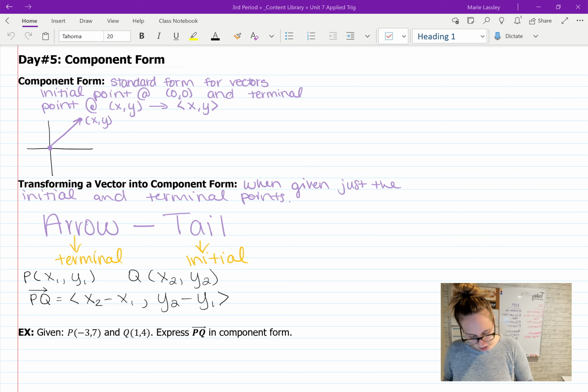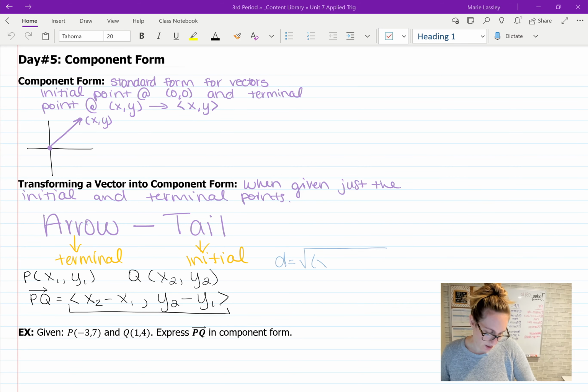And this should look familiar because we basically did this in our last video. This is a piece of your distance formula. So your distance formula, distance equals the square root of x2 minus x1 squared plus y2 minus y1 squared. So these pieces right here, we'll do green, they're right here.